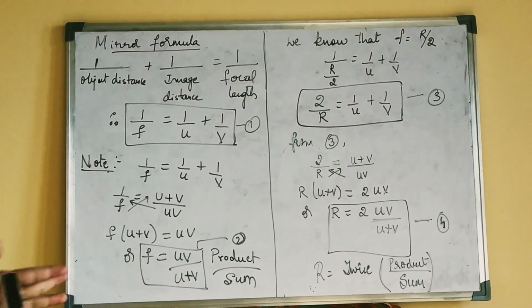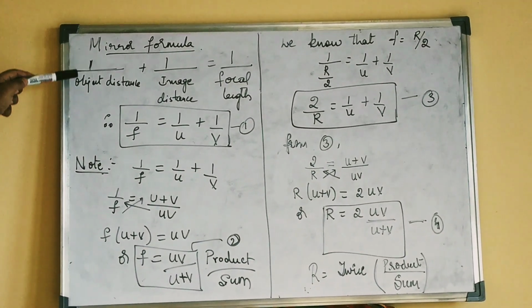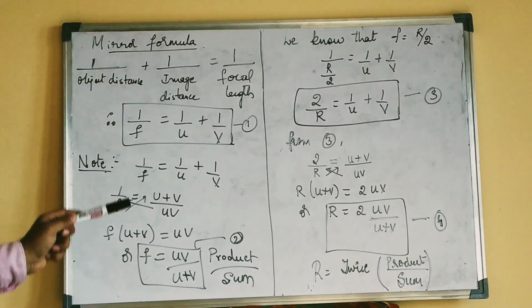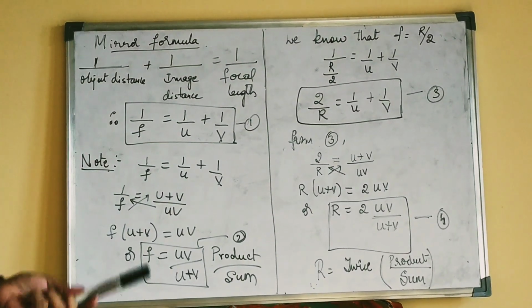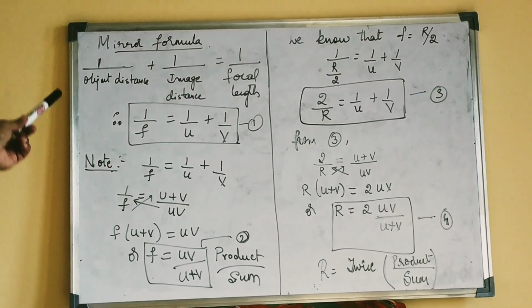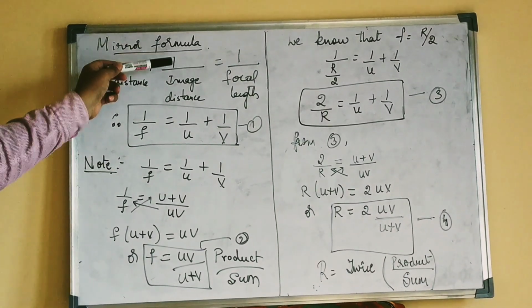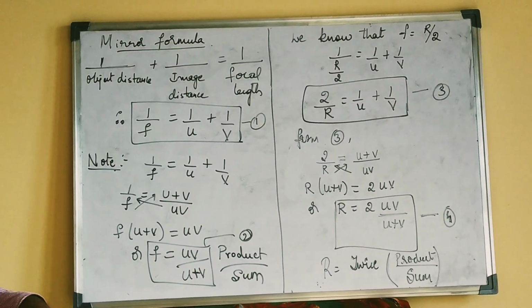Now the mirror formula states that, you can see here, 1 by object distance plus 1 by image distance is equal to 1 by focal length. Or you can even say reciprocal of the object distance plus reciprocal of the image distance is equal to reciprocal of the focal length.